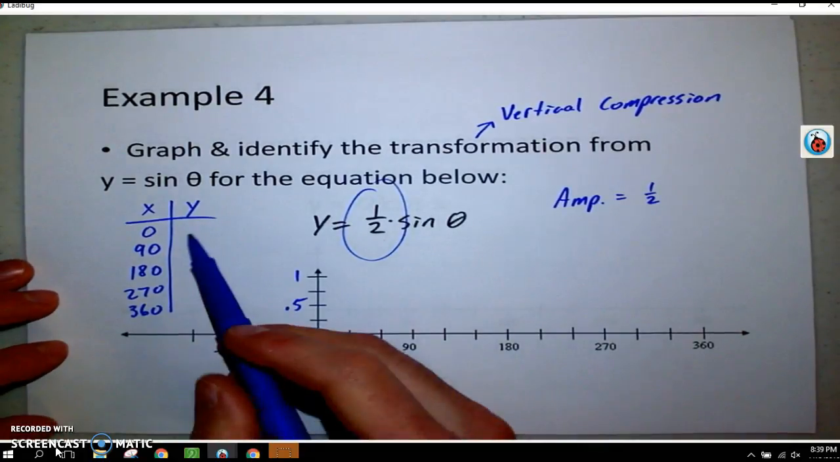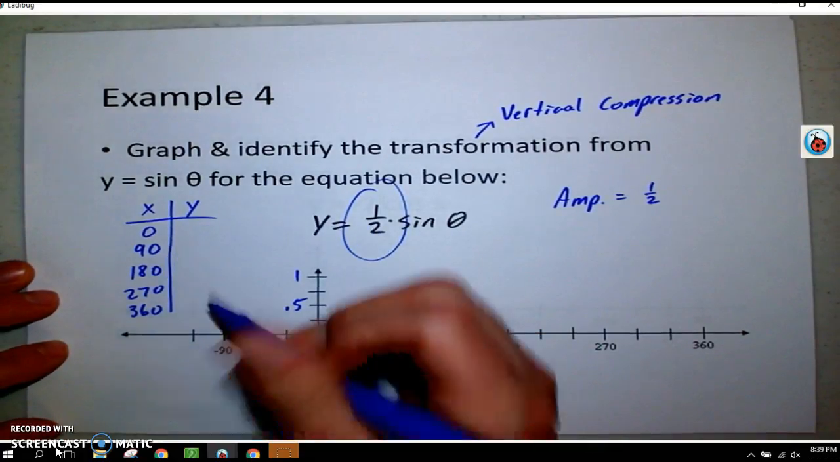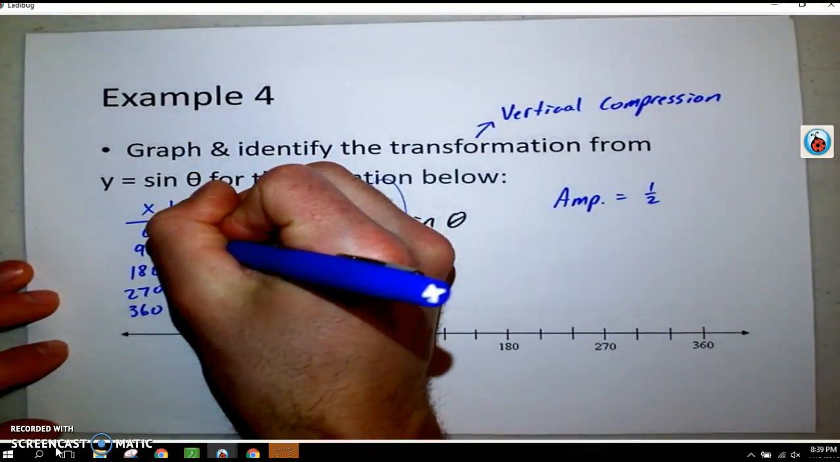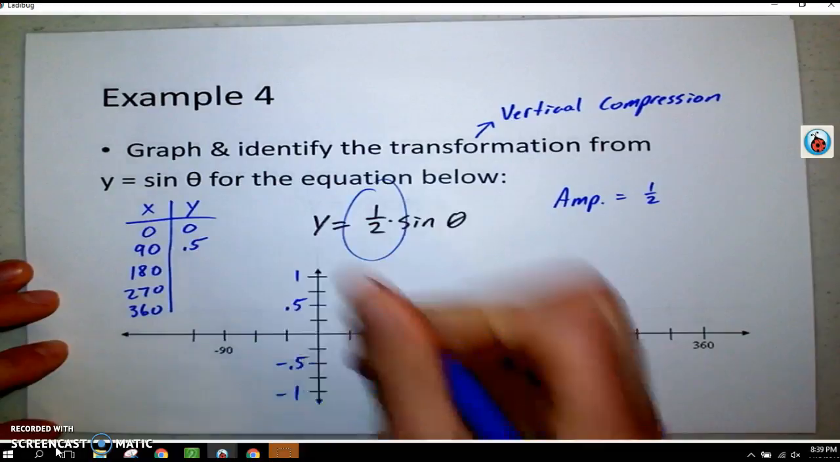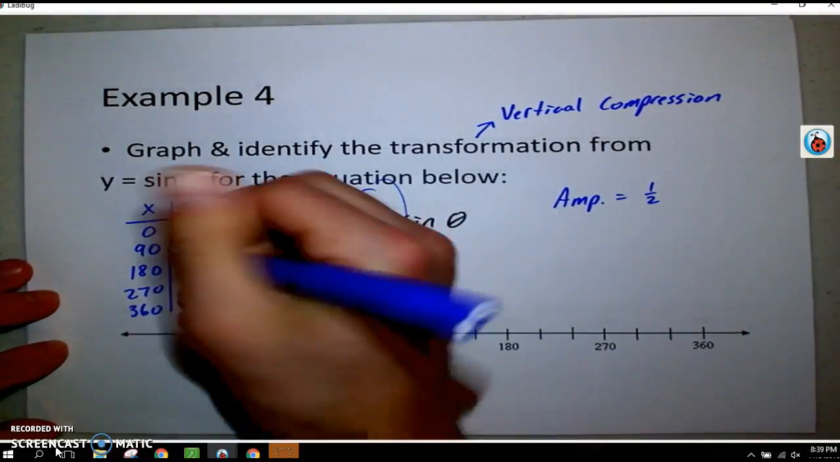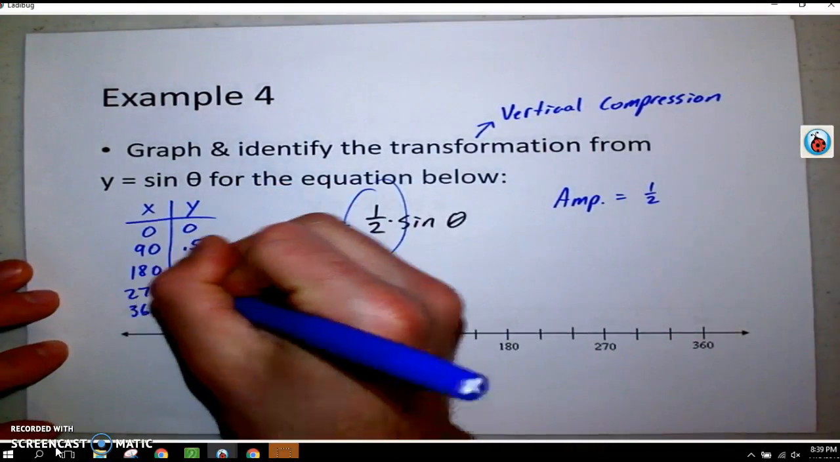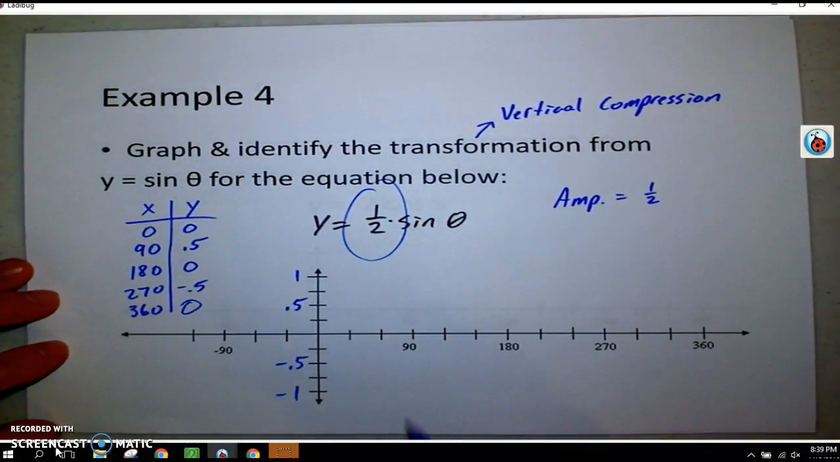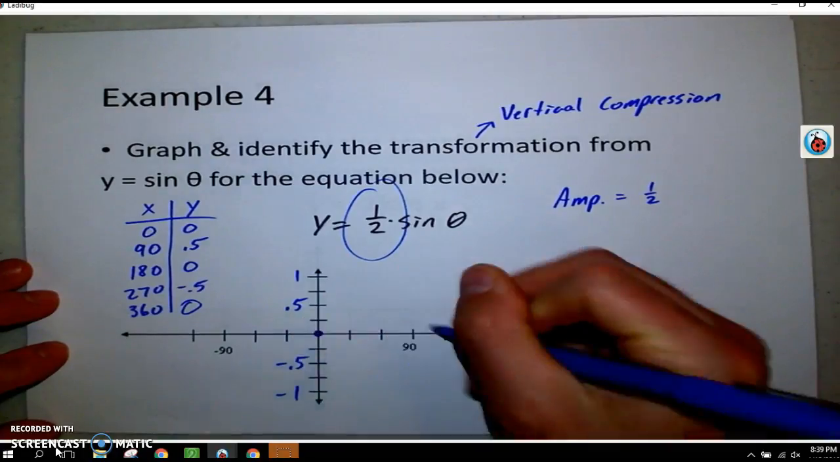And then my y values will just be half of what they'd normally be. So 0, 0 stays the same. But instead of 90, 1, it'll be 90, 1 half, which is 0.5, same thing. 180, 0, 270, negative 1 half, and 360, 0. So I'll go ahead and graph all of these now on here.